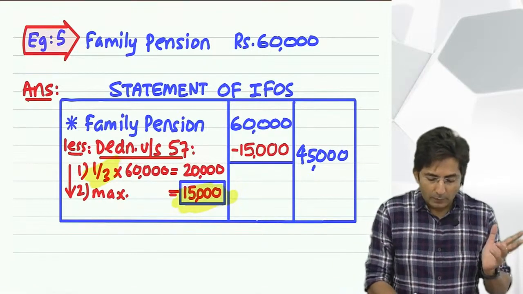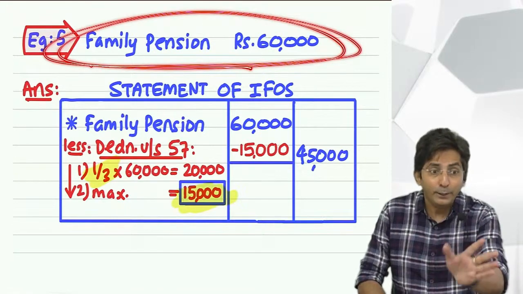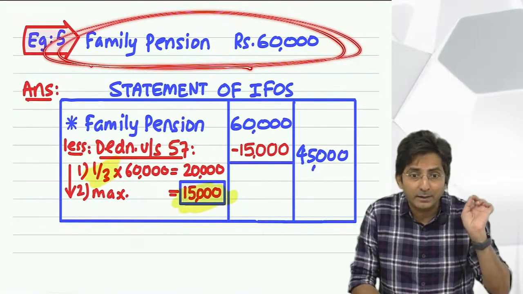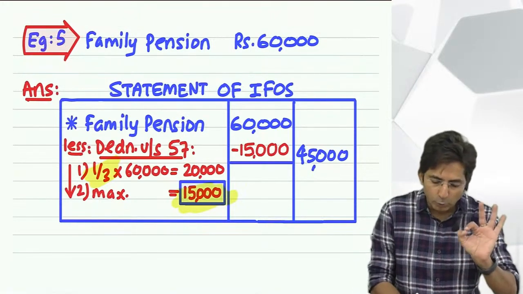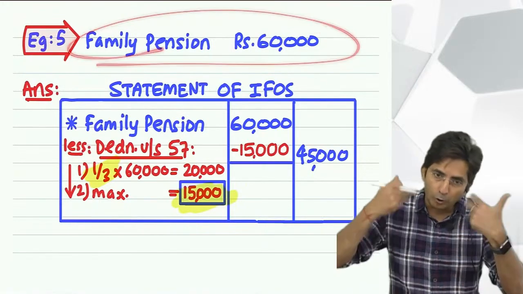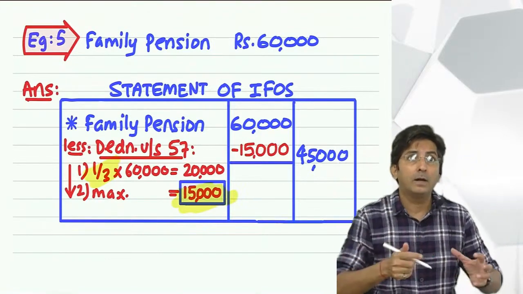And see, once family pension comes in the question, they are not going to remind you, dear student, don't forget that one third. They will not tell you in the exam. As soon as you see family pension, automatically that formula should come to your mind. Which formula?